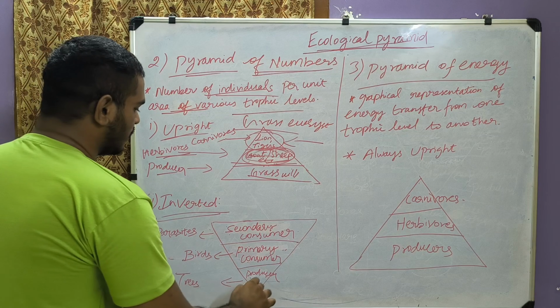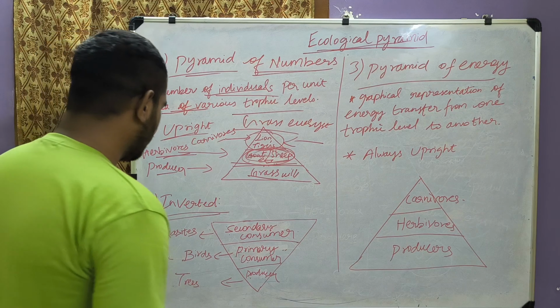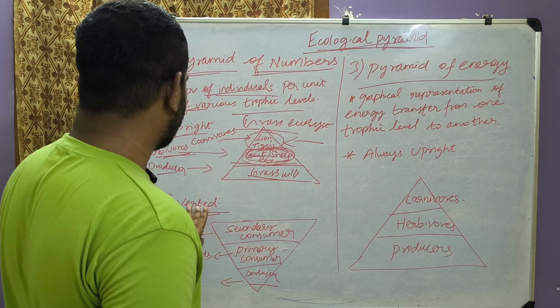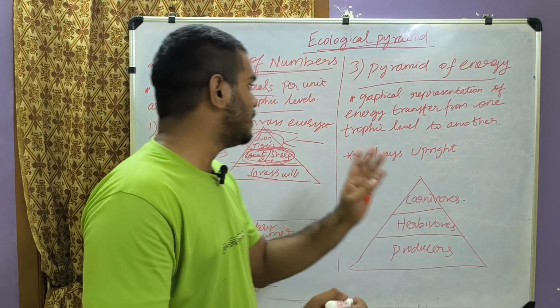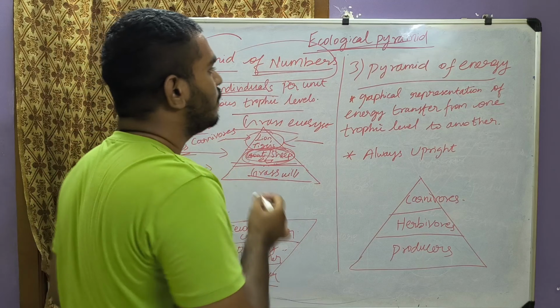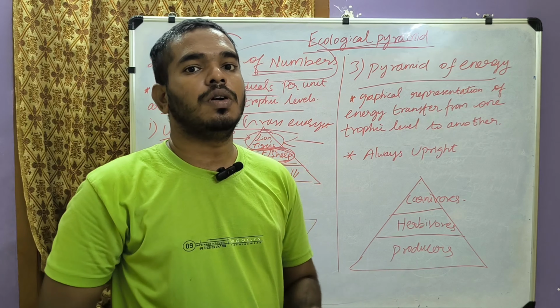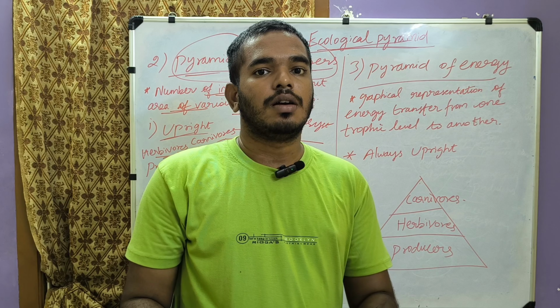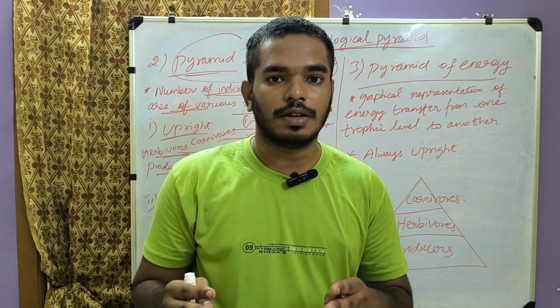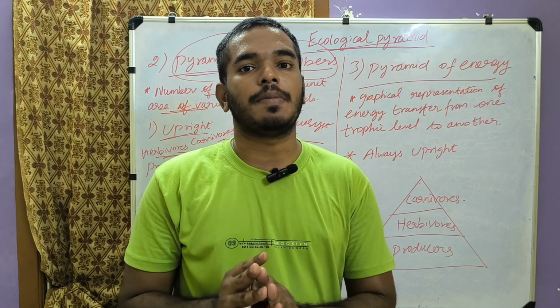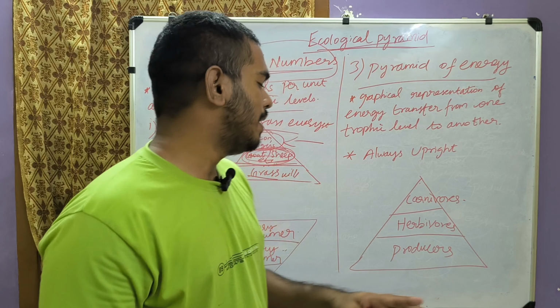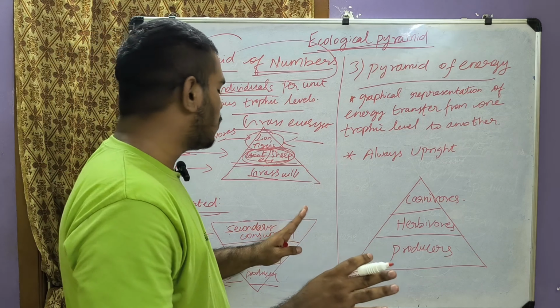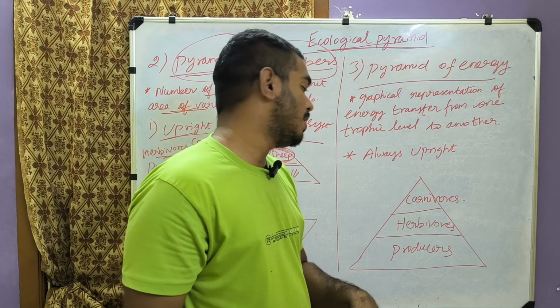Next one is the inverted. The shape of the triangle is inverted. This inverted pyramid of number itself may change from one ecosystem to another ecosystem. It will not be a fixed one. In some forests the number of primary producers will be very high. In some other forest or ecosystem, the number of primary producers will be less. So it is not a fixed one. It changes from one ecosystem to another.